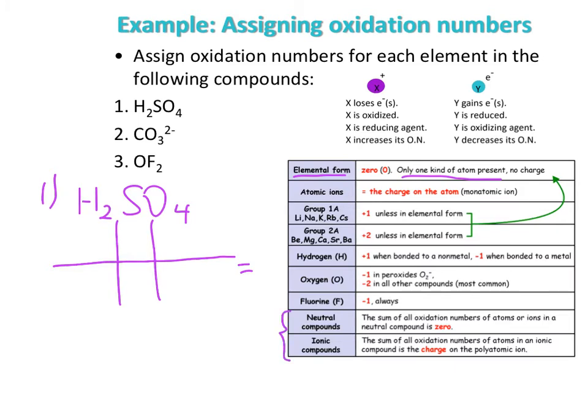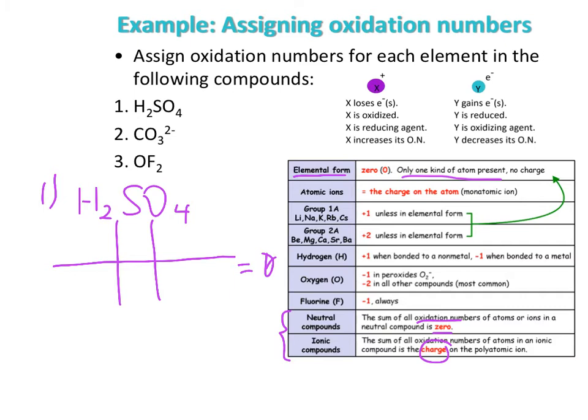Some other major rules are that for a neutral compound, the sum of all the oxidation numbers is 0. So here we have a neutral compound. There's no charge on it, so the sum of all these oxidation numbers will have to be 0. For an ionic compound or a polyatomic ion, the sum of all the oxidation numbers should equal the charge. That's not the case for this, but for this one it's 0.